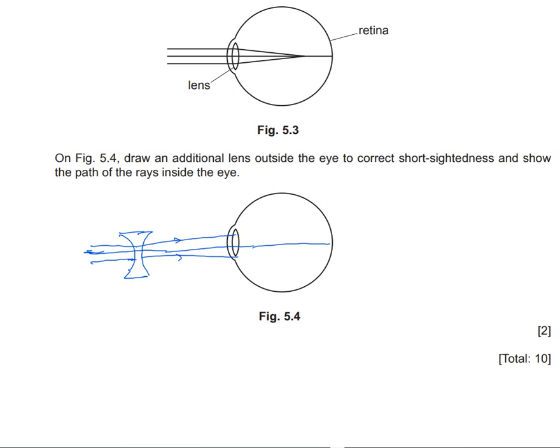Then when they reach the lens of the eye, they will converge. So they will have to converge to the actual point, which is actually here. So that is the way you can draw them. But for you, of course, you have to use the ruler.